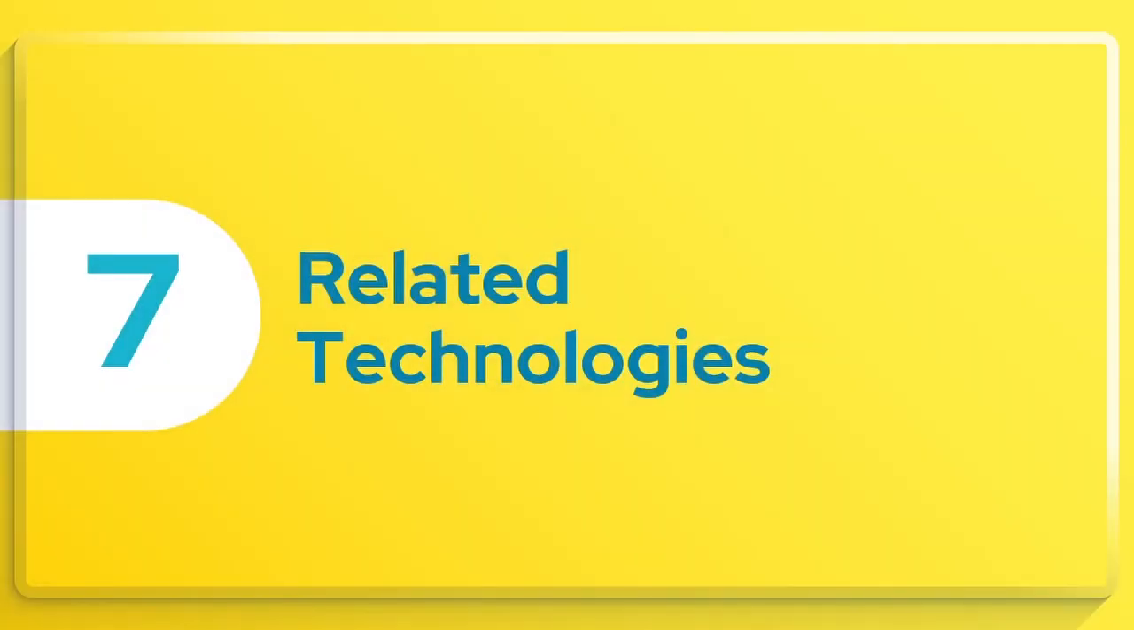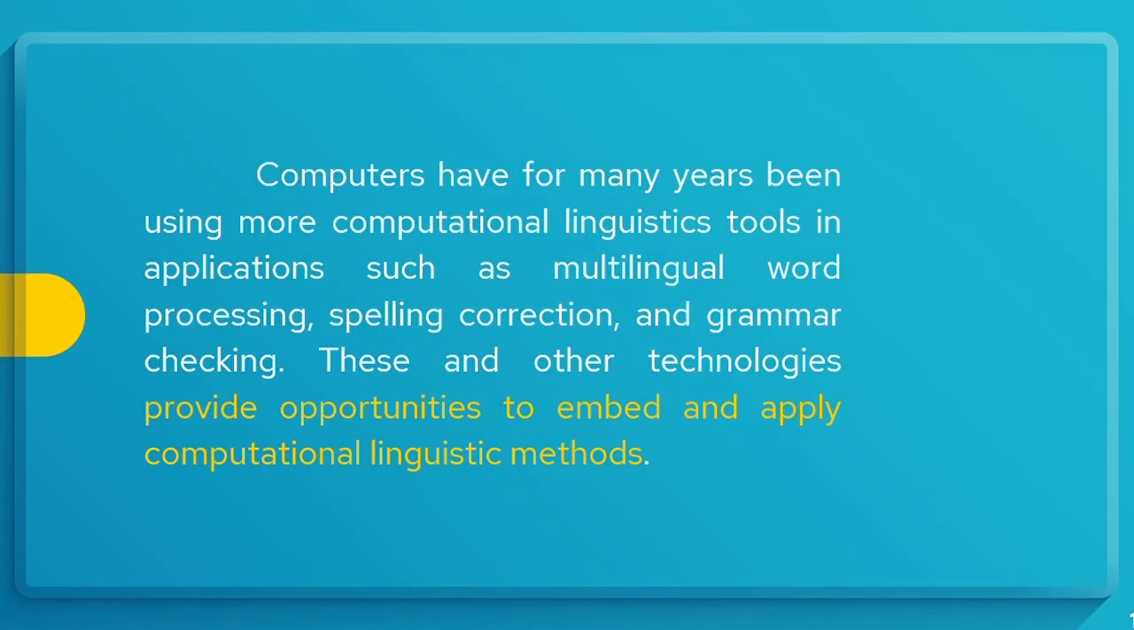Now, related technologies. The impact of computational linguistics on society depends on the applications it makes possible. Computers have for many years been using more computational linguistics tools in applications such as multilingual word processing, spelling correction, and grammar checking. These and other technologies provide opportunities to embed and apply computational linguistic methods. We focus on four related technologies here: information extraction, speech recognition, speech synthesis, and machine translation.